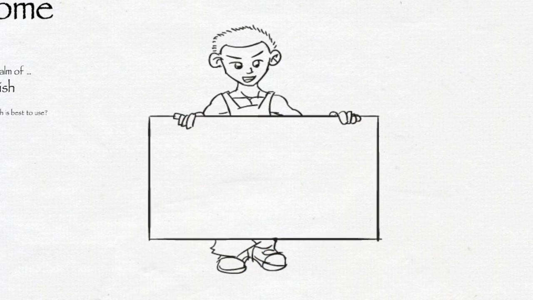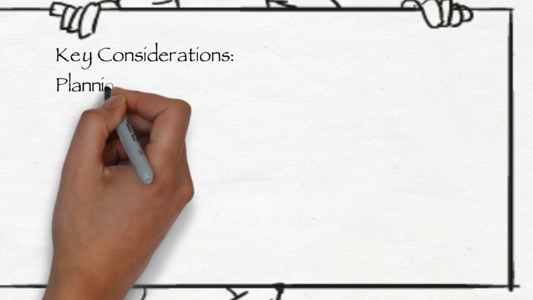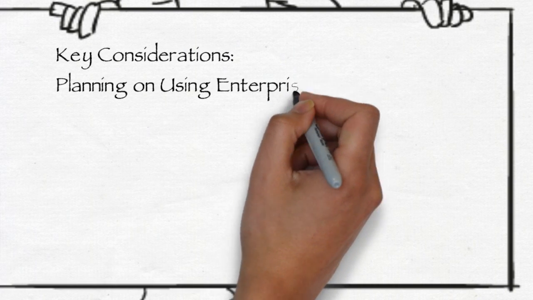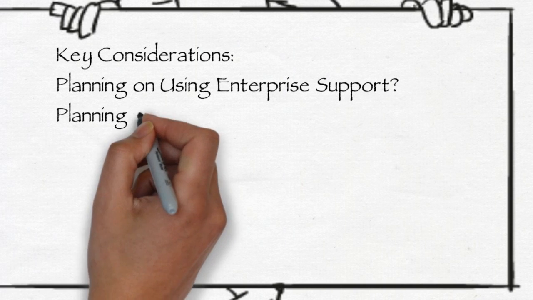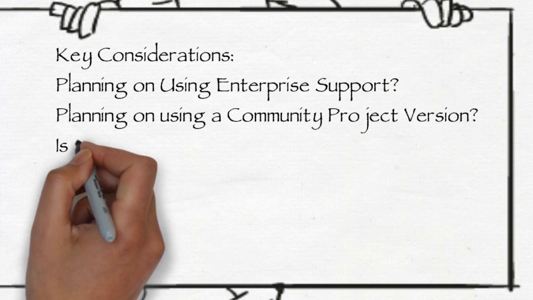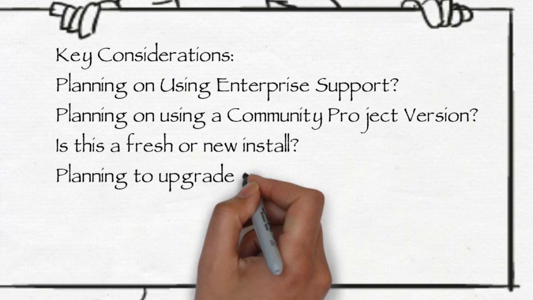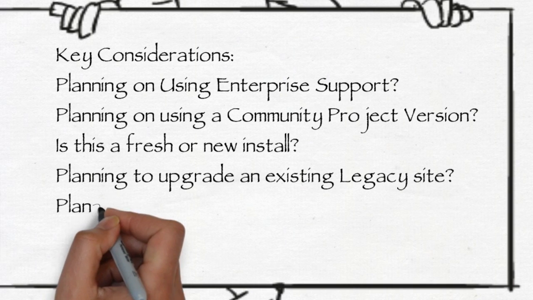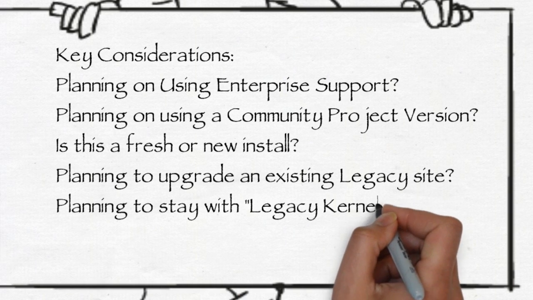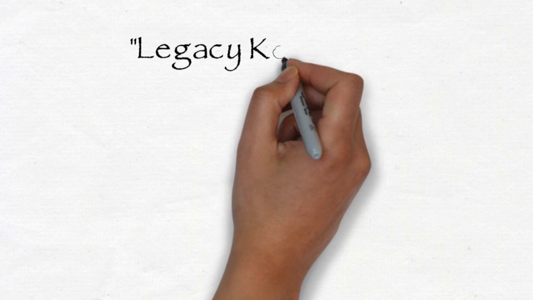So what we've done is narrowed down the selection process by using a few key questions. Some of those questions include, are you planning to use the enterprise support, or are you planning to use a community project version? Are you planning to start a fresh project, a brand new project, or are you upgrading an existing legacy project? If you're planning on upgrading an existing project, do you plan to stay with the legacy stack, or are you planning to migrate to the new kernel based on Symfony 2?